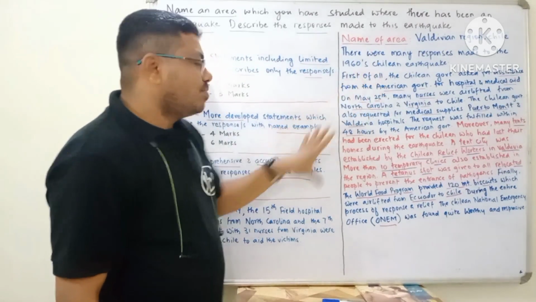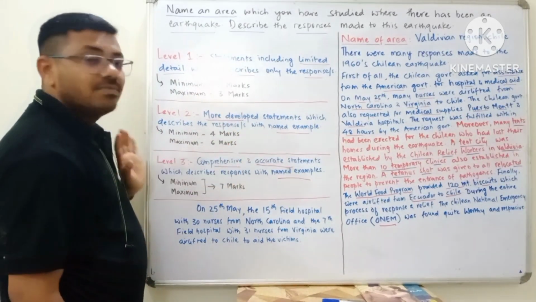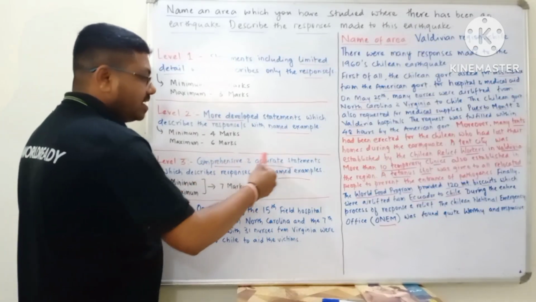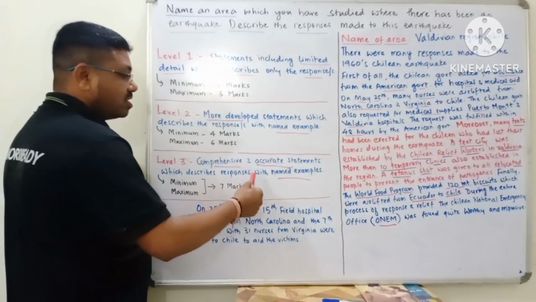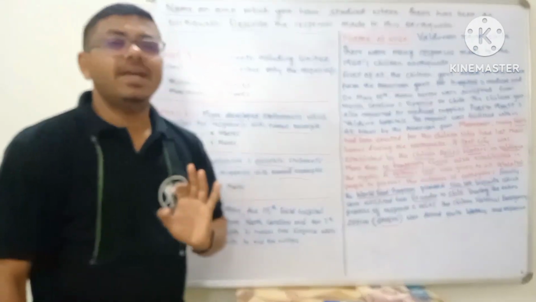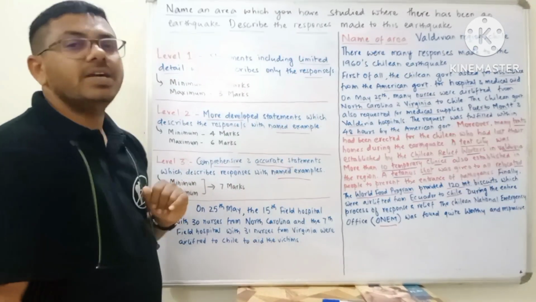Okay, this is falling in level 2 completely. It is still not falling in level 3. Why? Because level 3 says a comprehensive and accurate statement which describes responses with named examples. Now this is not comprehensive and accurate. How can I convert this idea into a level 3 answer?